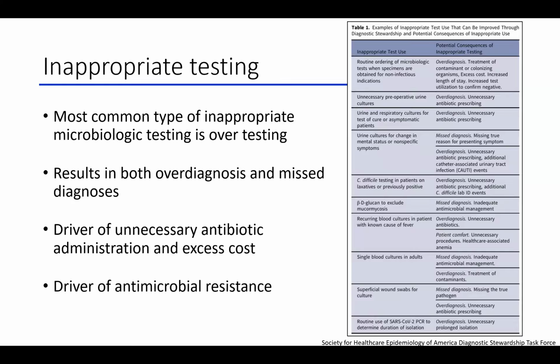A lot of them are overdiagnosis, sometimes a misdiagnosis, sometimes a patient comfort issue, but really too much testing or testing in the wrong patients drives antimicrobial use when none is warranted. Also, it drives excess cost because of the antimicrobial use and the increased patient length of stay in the hospital, and then again, it drives antimicrobial resistance. So you can see how antimicrobial stewardship and diagnostic stewardship are slightly different, but share a lot of the common goals.